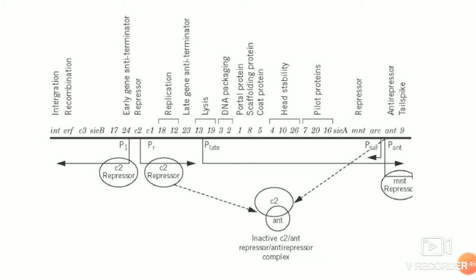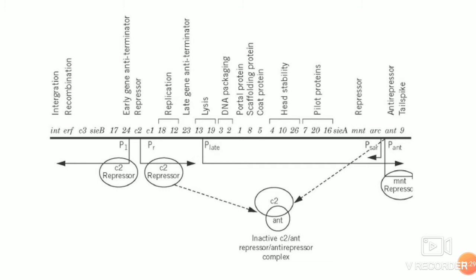The immunity by MNT acts to repress the transcription of the ANT antirepressor. If MNT is turned off, ANT is synthesized, ANT binds to and inactivates the C2 repressor, with the result that the prophage enters the lytic pathway. The production of ANT itself is regulated through the action of the ARC gene. In ARC mutants, high levels of ANT are produced, and these levels block phage development.